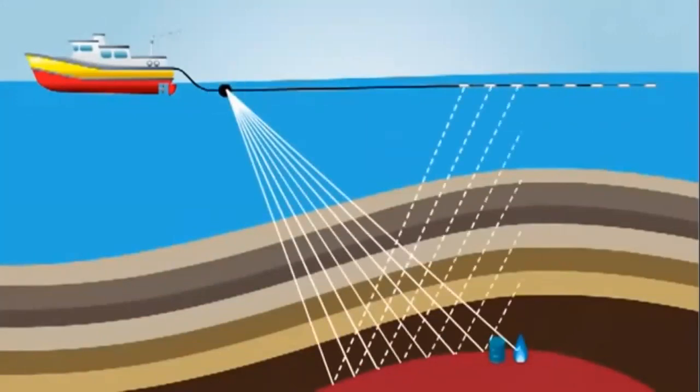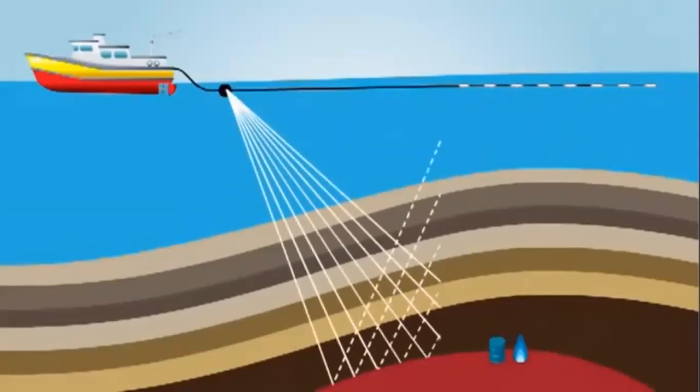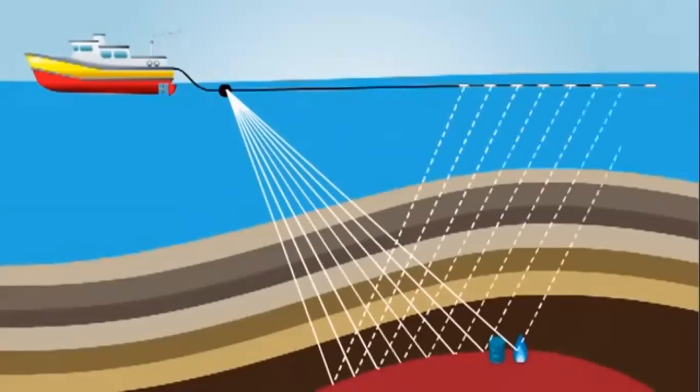These wavelets travel through the water and the subsurface, just like on land. They bounce off the rock layers and then return to the hydrophones to be recorded. Here's what seismic looks like after it's been recorded. Basically, it's a bunch of squiggles. There are still a few more steps to go before it begins to look like an actual picture of Earth's interior. Right now, the data is still in its raw form.